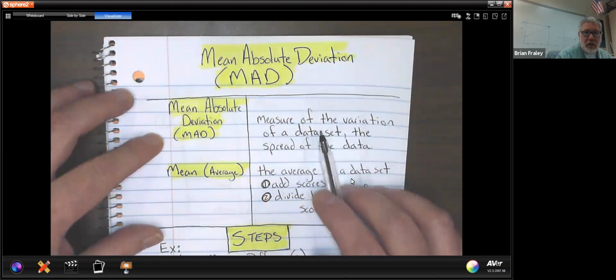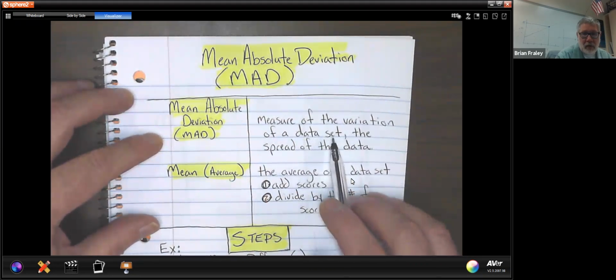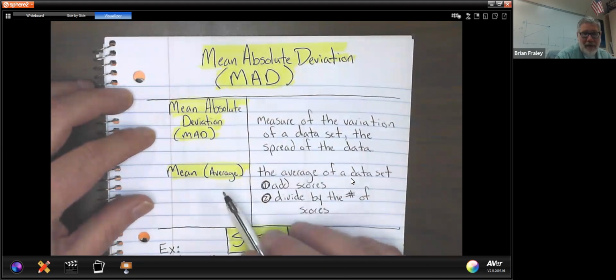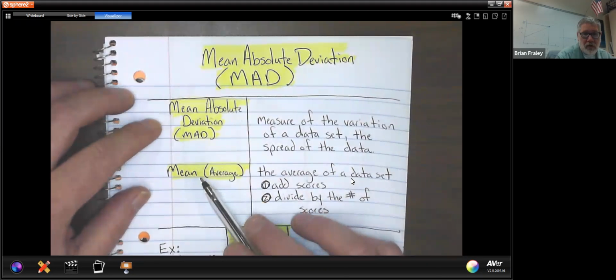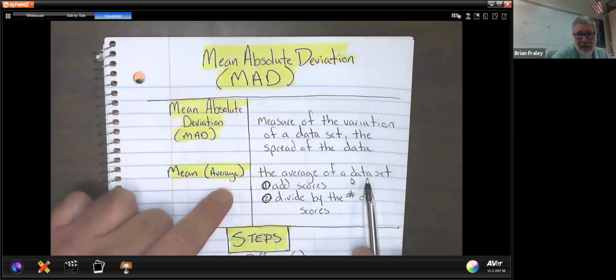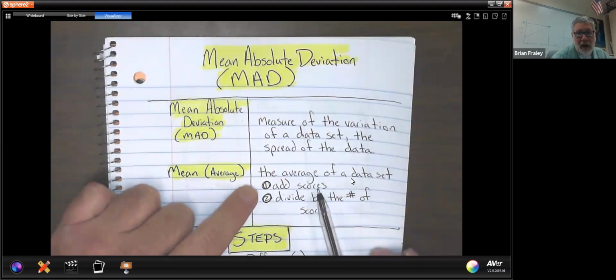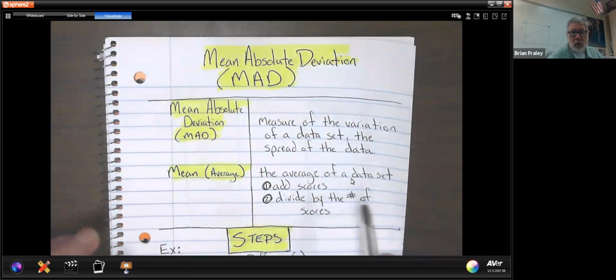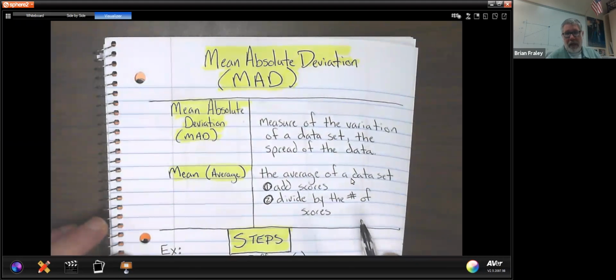This is the measure of the variation of a data set, or in other words, the spread of the data, okay? And then mean, which is in the words mean absolute deviation. Mean is the average of a data set. Now, the way you find the average is you, number one, add all your scores up. And then number two, you divide by the number of scores you have, and that would be your average or your mean. Okay.